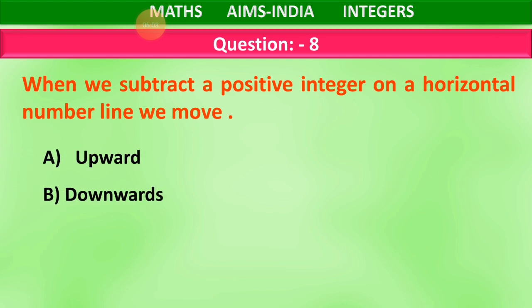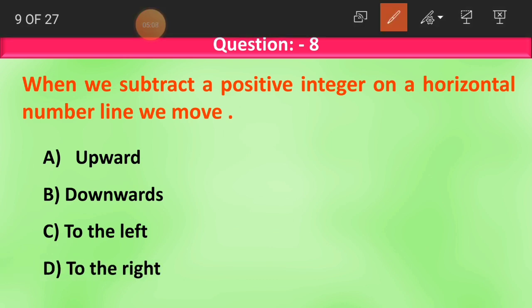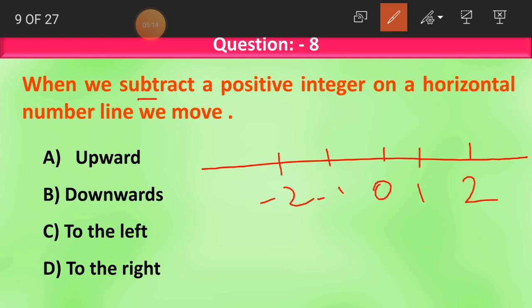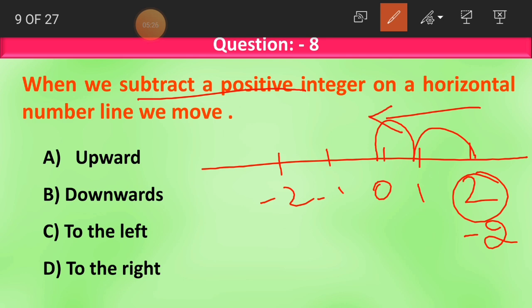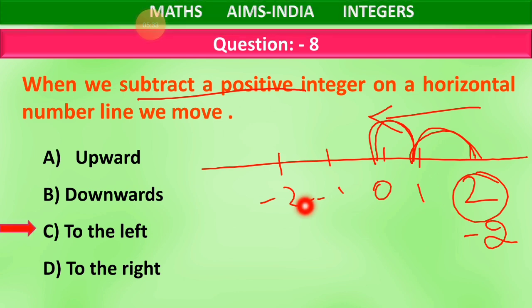The next question is, when we subtract a positive integer on a horizontal number line, we move A. upward, B. downwards, C. to the left, D. to the right. Again, what are they saying? When we subtract a positive integer, I'll say 2 minus 2. Starting at 2, then minus 2: 1, 2. I am moving in the left direction. When we subtract a positive integer, we move to the left, okay class? When we add a positive integer, we move to the right. When we subtract, we do the opposite, which is move to the left.